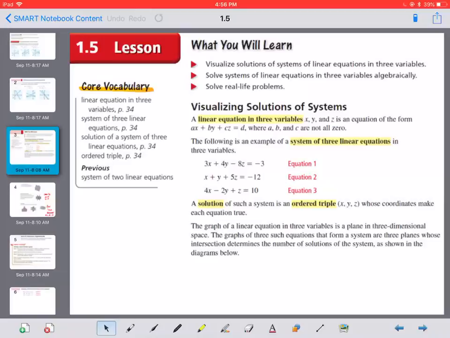linear equations. The solution you're going to get is called an ordered triple instead of an ordered pair. Pair is 2 things, triple is 3 things. We're going to have x, y, and z, or a, b, and c, whatever the letters are that they give you. Okay, you can do it substitution, you can do it elimination. You can't really graph it because graphing in 3D is really difficult.